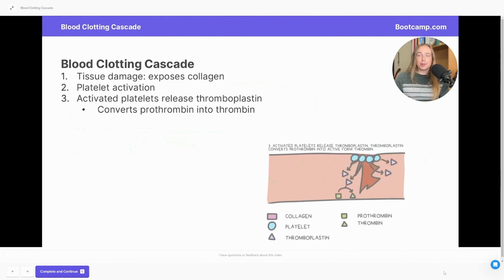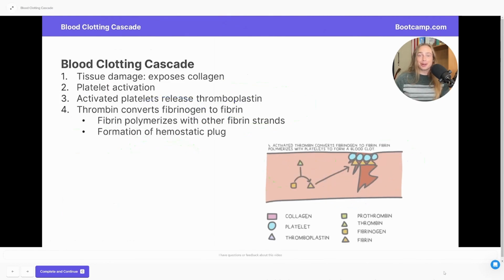Next, our activated platelets begin to release something called thromboplastin, which is also known as tissue factor. Here we can see that thromboplastin has the important role of converting prothrombin to thrombin. As a review, recall that many enzymes have both an active and an inactive form. Typically, we see that enzymes in an inactive form have a pro in front of their name. So for example, we see that prothrombin is the inactive form of the enzyme thrombin. Now on to our last step.